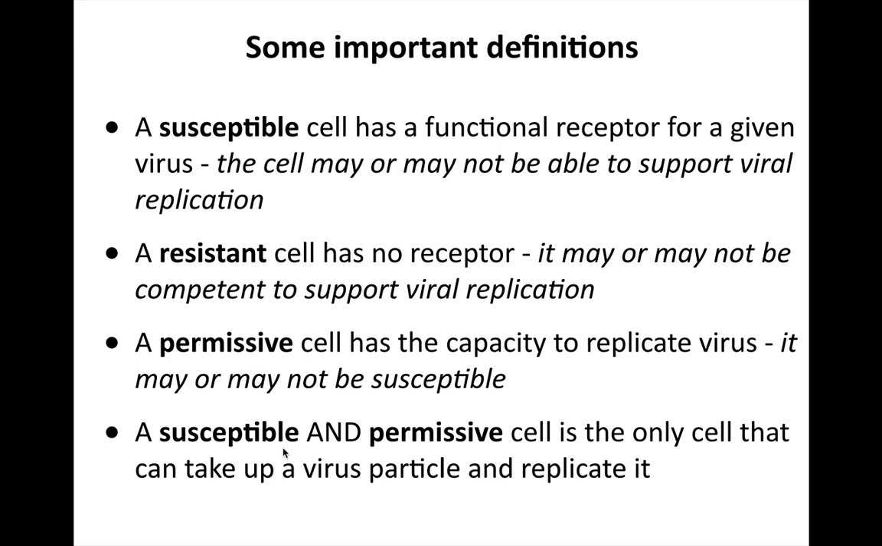Finally, a susceptible and permissive cell is the only cell that can take up a virus particle and replicate it. So those are two specific definitions, susceptible and permissive, as applied to virus infection. Many virologists confuse the terms. I don't want you to confuse them. I want you to know what they mean because it makes teaching and learning about viruses that much easier when you know the definitions.